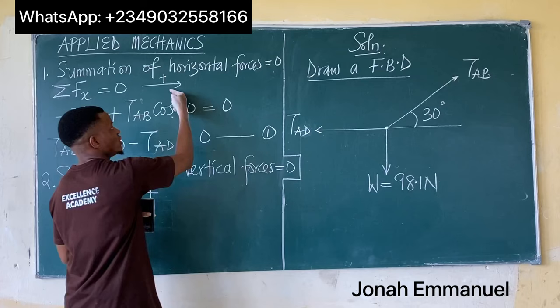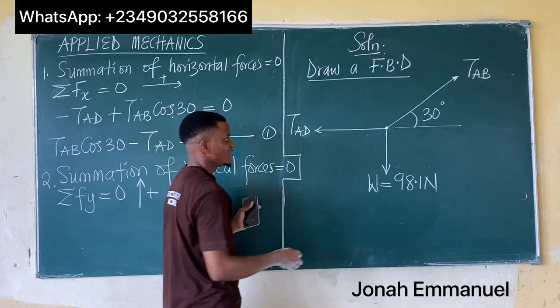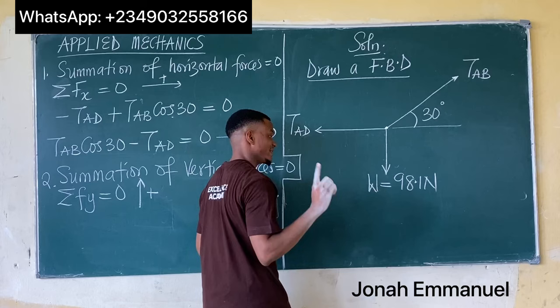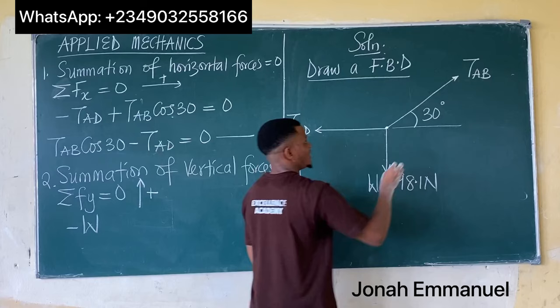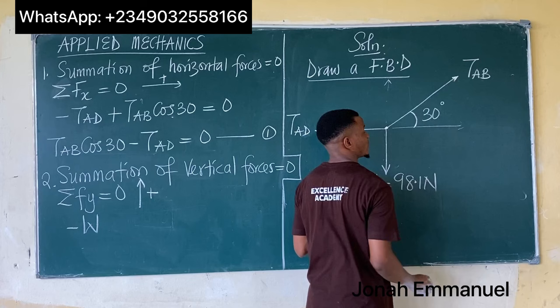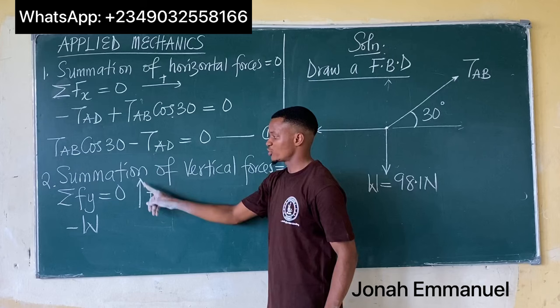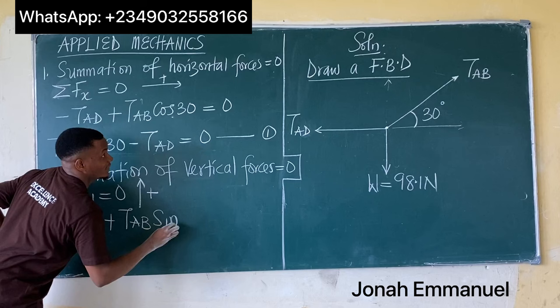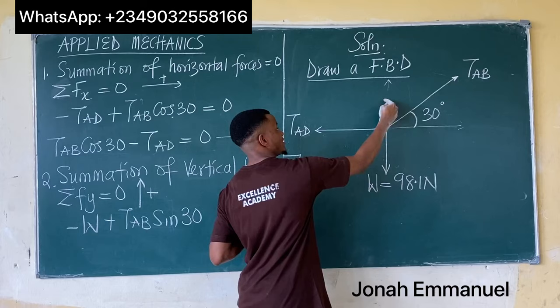Alright, so let's sum vertical forces. This one here is a vertical force. We said if it's going up, it should be positive. This is coming down, so it becomes negative, minus W. This one can be resolved horizontally and of course vertically. If I resolve this vertically, it becomes TAB sine 30, because the angle of inclination is with the horizontal, so it becomes sine. This one is pointing upwards, and we say pointing upwards should be positive, so it becomes plus TAB sine 30. That's all my vertical forces. This one is horizontal, so it doesn't come into play. So this is equal to 0.